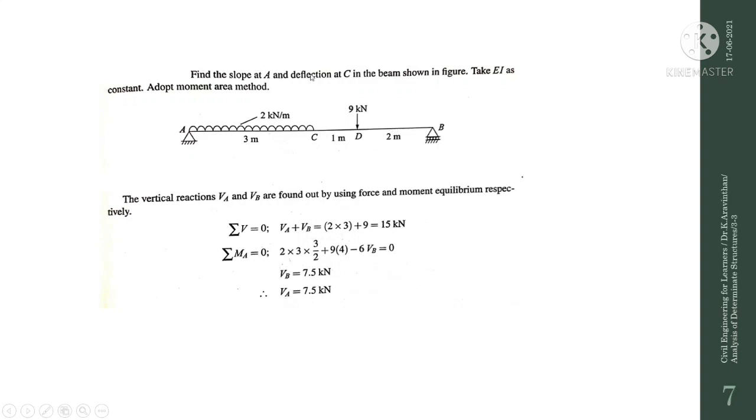So how to find the deflection at C? Find the slope at A and the deflection at C. This is the requirement. In the beam as shown in the figure, take EI as constant, and adopt the moment area method. So you have to find the deflection at C. Here they have not asked for the maximum bending moment. You need to find the deflection at the center point.